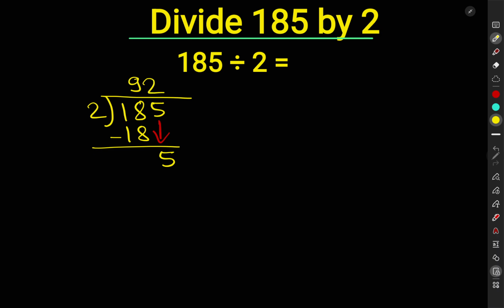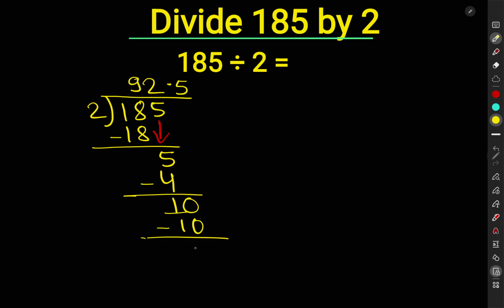So 2 times 2 means 4. On subtracting we got 1. So now this 1 is less than 2 and there is no other number beside. So we put here decimal so that we take 0. So now it became 10 and 2 times 5 means 10.